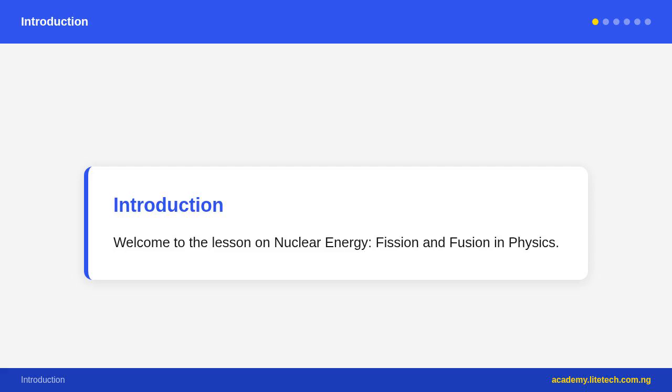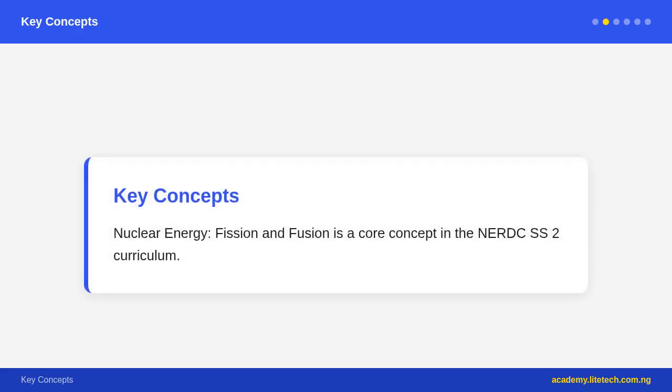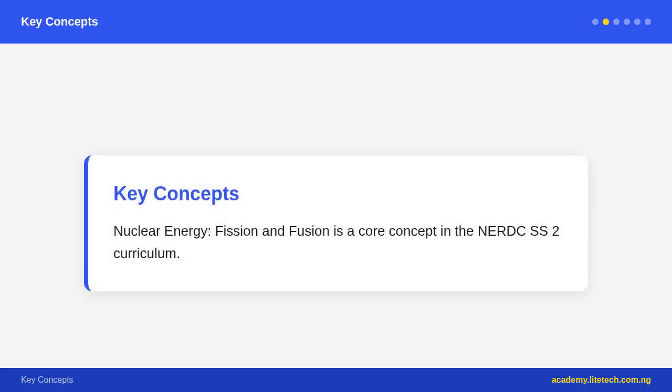Mass defect equals 4.03190 minus 4.00150, which is equal to 0.03040 U. U equals unified atomic mass unit equals 1.66 times 10^-27 kilograms. 1 U equals 931.5 MeV/c².